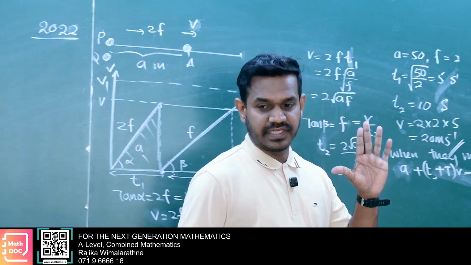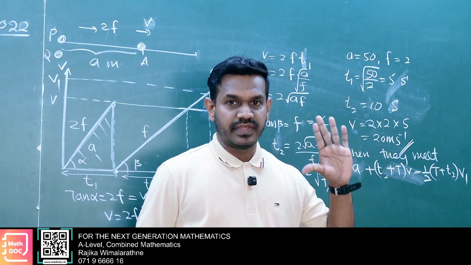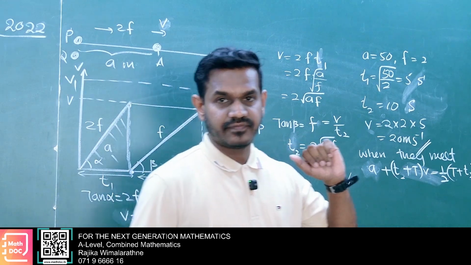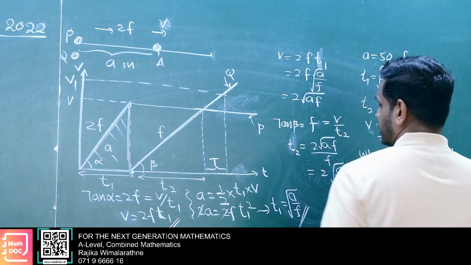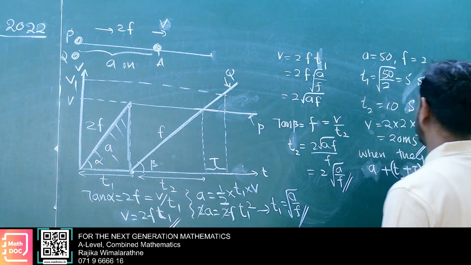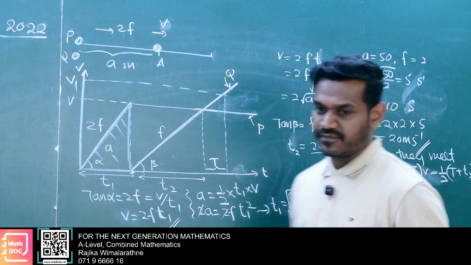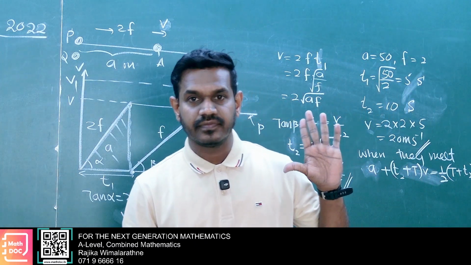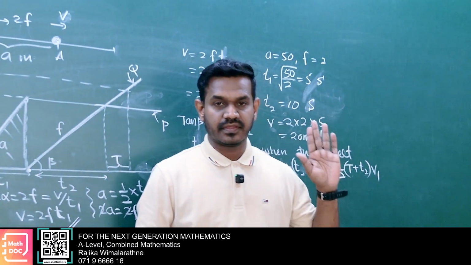When they meet, their displacements must be the same, no? The displacement of P and the displacement of Q are the same. Now you can simplify this. Okay.